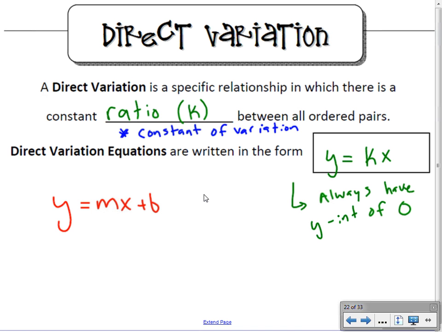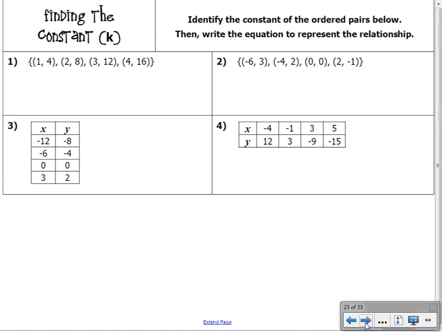You'll also notice that instead of m, we're using k. And we use k because we're calling it the constant of variation. There's a special way we can find it, but graphically speaking, k is really still going to represent the slope, right, or the rate of change. So let's look at how we can find this k value, this constant of variation, and then use it to write an equation for that relationship.